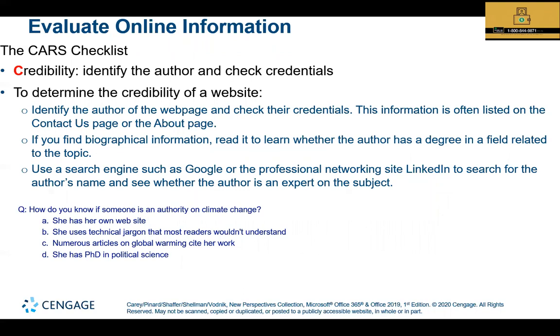All right. So the CARS checklist is the credibility. All right. It starts with credibility for the C. Identify the author and check credentials. To determine the credibility of the website, identify the author of the web page and check their credentials. This information is often listed on the contact us page, or the about page.